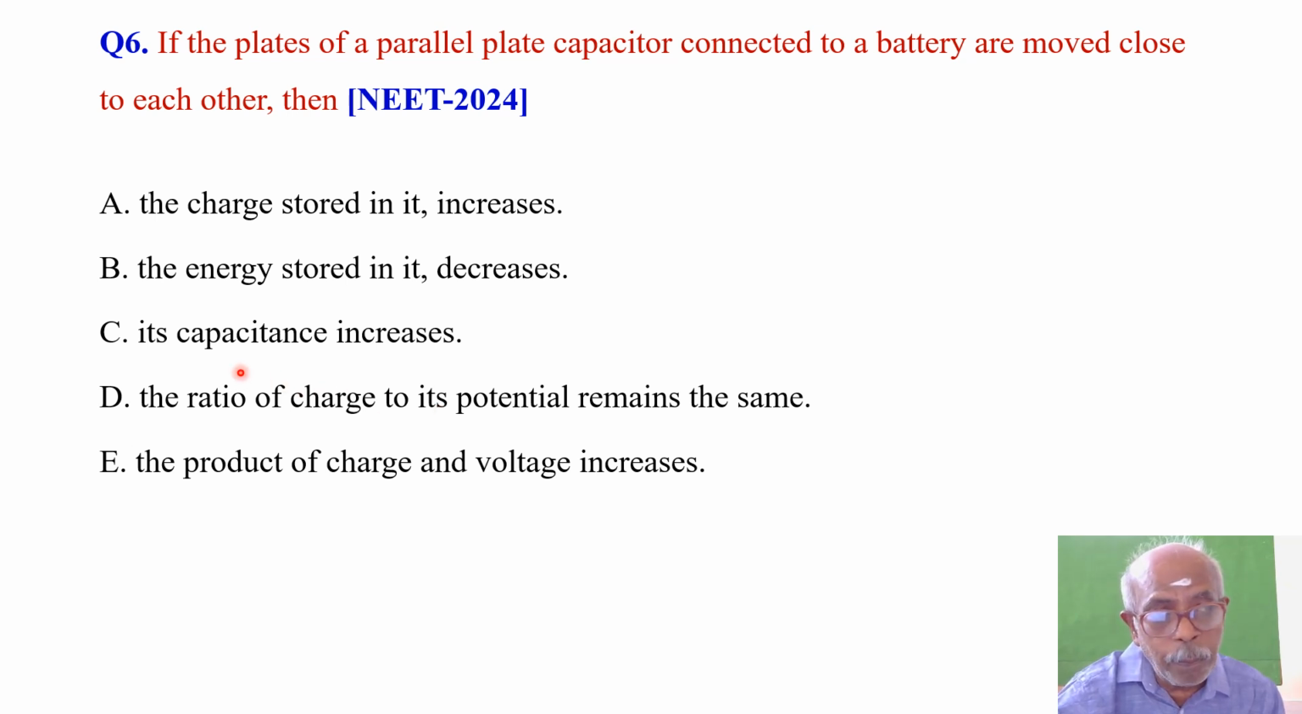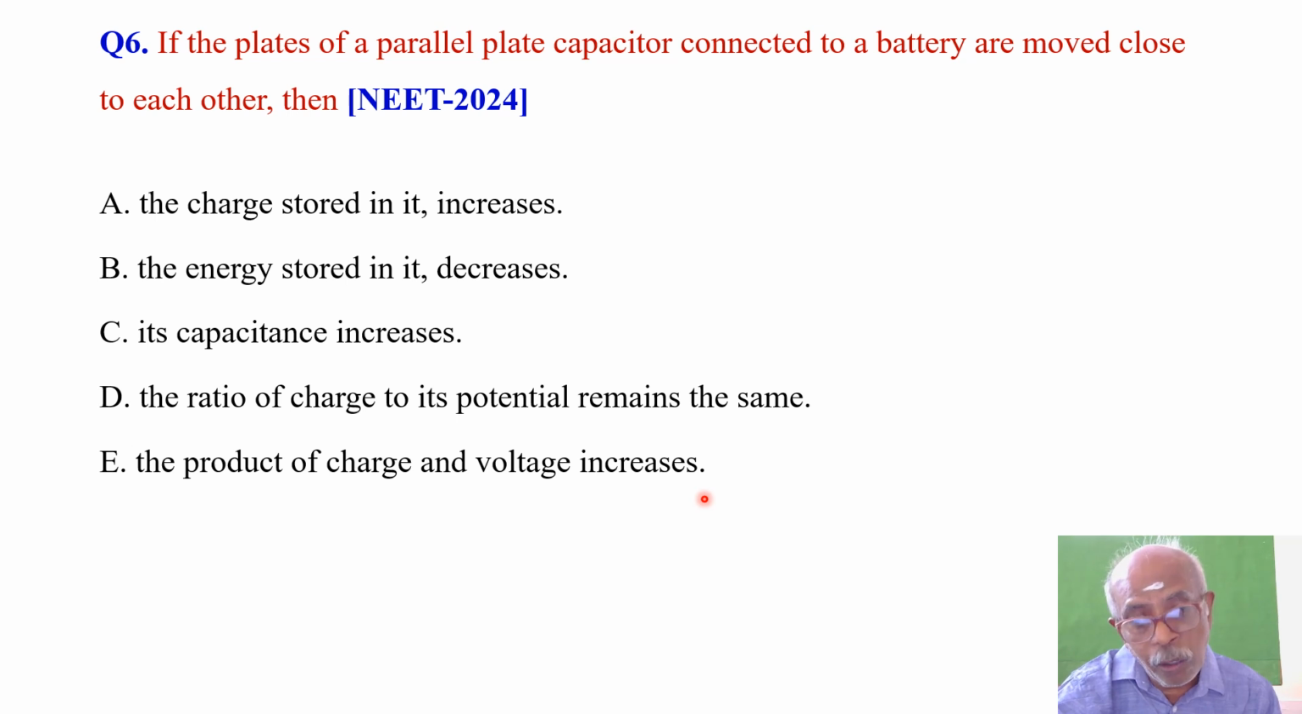What is C? Capacitance. So in the point C, it has been given that C value increases and D, it says the ratio of charge to potential Q by V, that is equal to C, remains the same. It means what? Either C or D only will be correct and another one will be wrong. Okay. So what is the final point? The product of charge and voltage, Q into V, the product, increases.